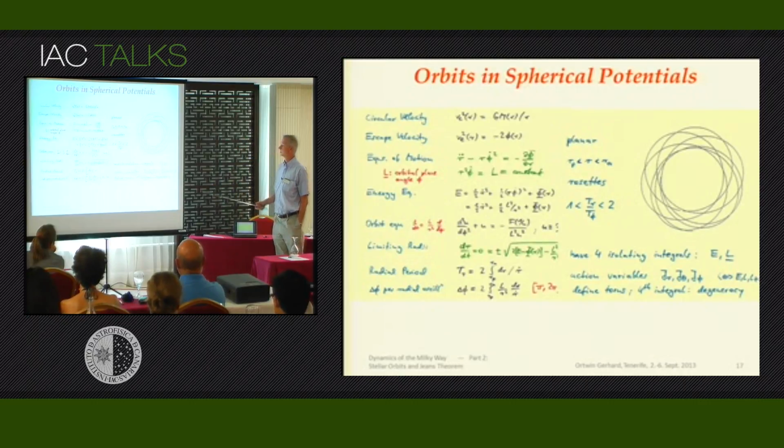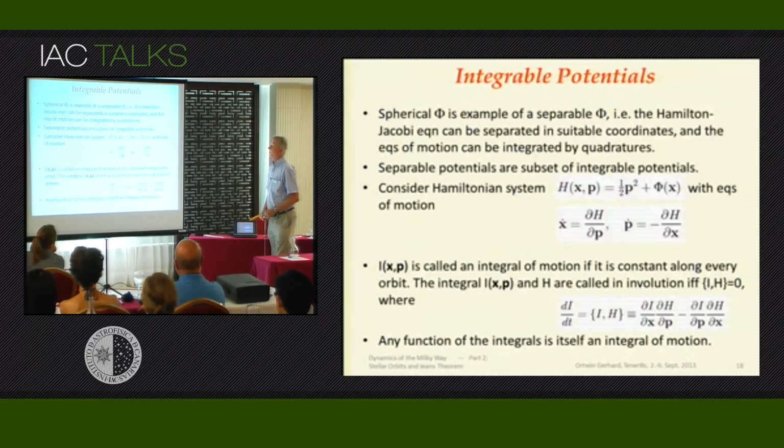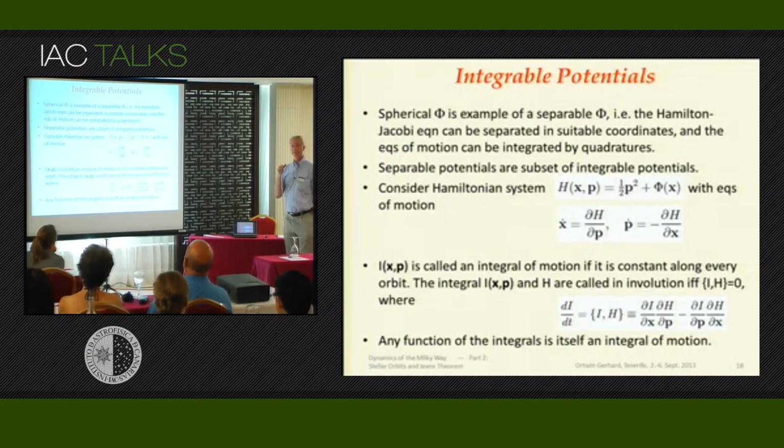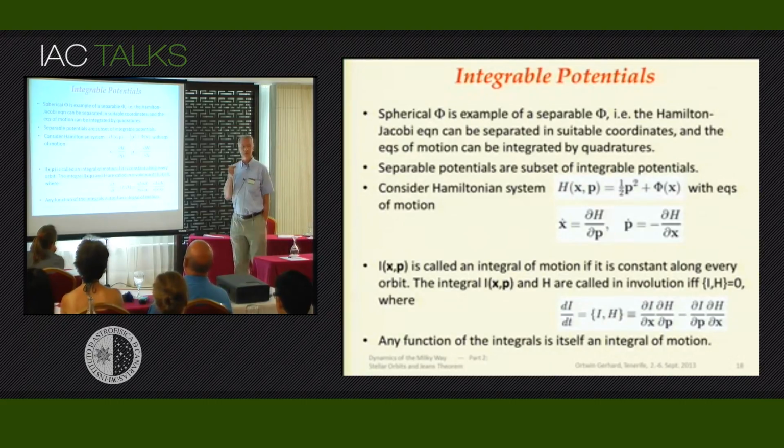There's some set of measure 0 that's exactly radial. All orbits have 4 isolating integrals. We'll come to that later. That's the energy and the 3 components of the angular momentum. And then again, as we'll see, you can define action angle variables, J_R, J_theta, and J_phi. And then there's a 4th integral which defines the degeneracy in that space.